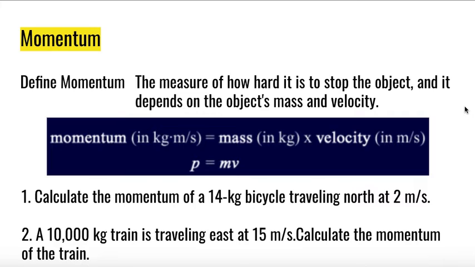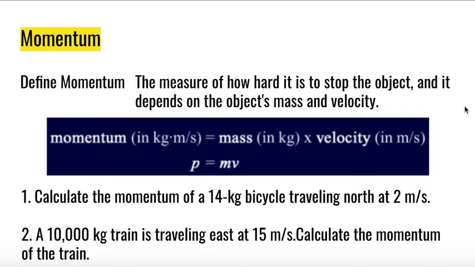At the bottom of the page, it asks us to practice calculating momentum in the applying math section. It says calculate the momentum for a 14 kilogram bicycle traveling north at 2 meters per second. Well, in order to do this, you're going to take the mass and multiply by the velocity, so you multiply 14 times 2. 14 times 2 is 28 kilogram meters per second. Okay, so you just simply multiply mass in kilograms times the velocity.